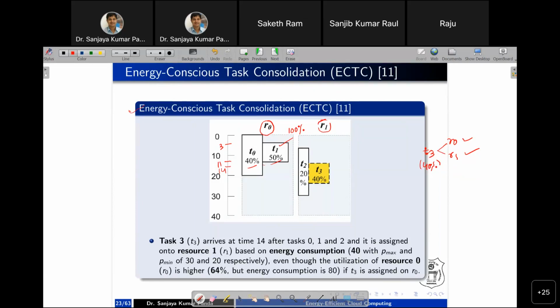For example, if you are going to assign T3 here for 40%, the utilization of R0, I'm not calculating the exact one, you can see at these times the utilization is 40% plus 40%. So it is 80%. But if I assign T3 to R1, you can see the utilization is 40% plus 20%, which is 60%. So together it is roughly 80%, but here it is 60%. If it is not a linear one, then obviously at 80% more energy is consumed, but in the 60% case you will consume less. That's why R1 is assigned T3 as per the ECTC algorithm.